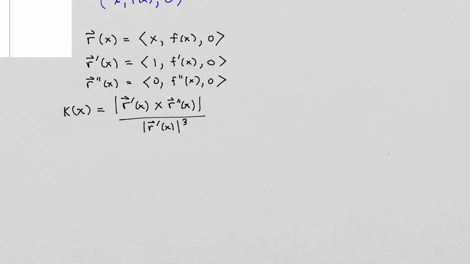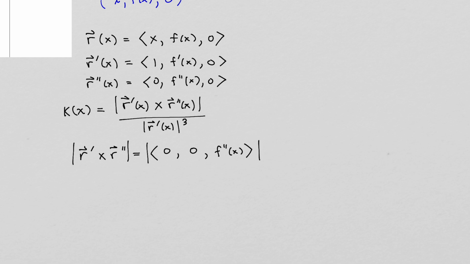So now we just need to perform these calculations. So r prime crossed with r double prime. So we're going to take the cross product of these two vectors here. Again, let's go ahead and do this off camera. And this simply turns out to be 0, 0, f double prime. Therefore, when I take the magnitude of that, we are going to have the magnitude of this vector, which is simply the square root of 0 squared plus 0 squared plus f double prime of x squared. And this is the absolute value of f double prime of x.